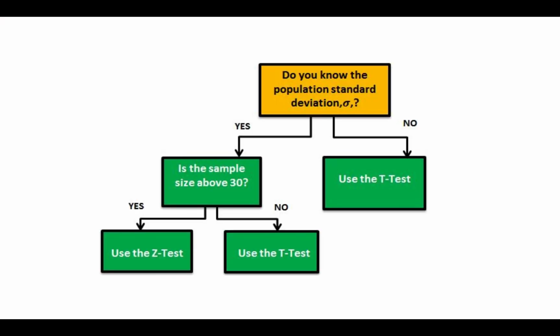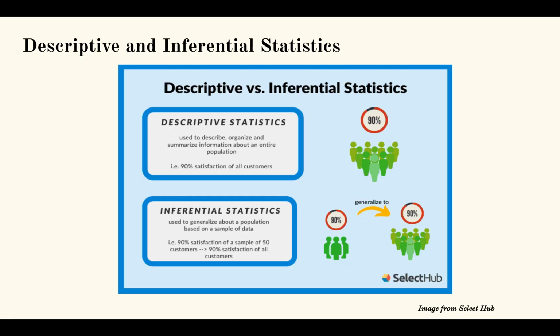This is an example of how t-tests can be used and when it is used. This is descriptive and inferential statistics and an example of how it is used. Descriptive statistics is used to describe, organize, and summarize information about an entire population. Inferential statistics is used to generalize about a population based on sampled data.